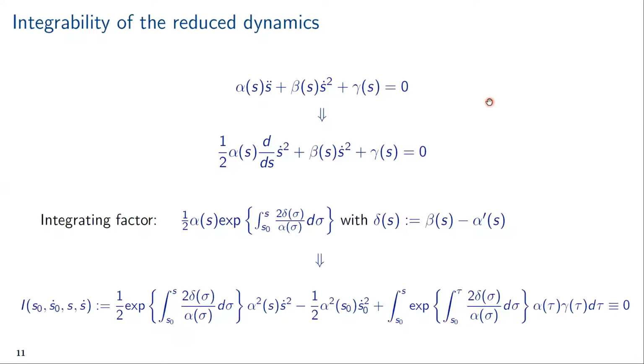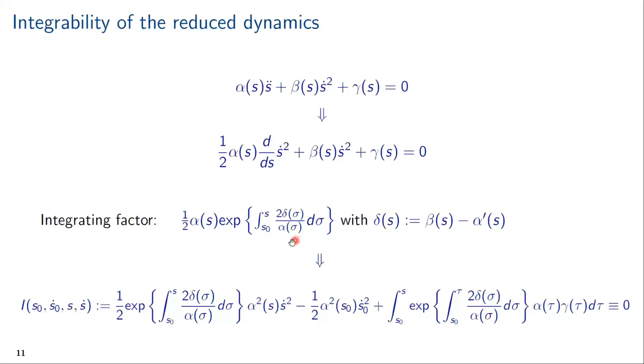It turns out that these equations actually have several nice properties. For instance, they are integrable in the sense that, first, if we use the relation that the double derivative of S may be rewritten as 1/2 the derivative of s dot squared with respect to S, it's a well-known relation. You can try to find it yourself if you're not familiar with it. Then it's quite easy to see that this equation here has an integrating factor given as follows, with delta defined as here, given as beta minus the derivative of alpha with respect to S.